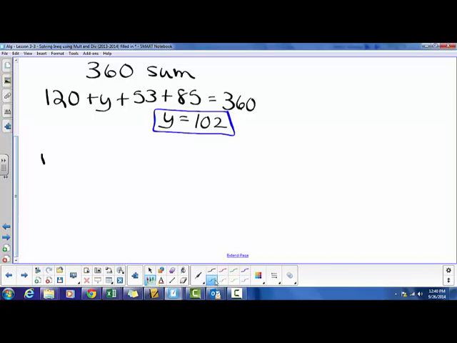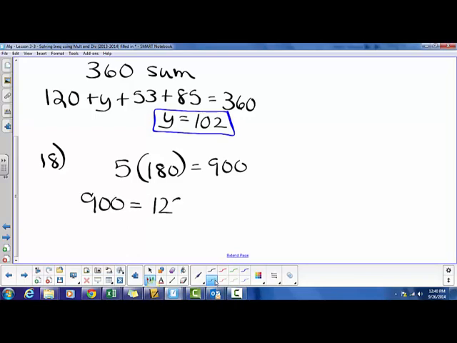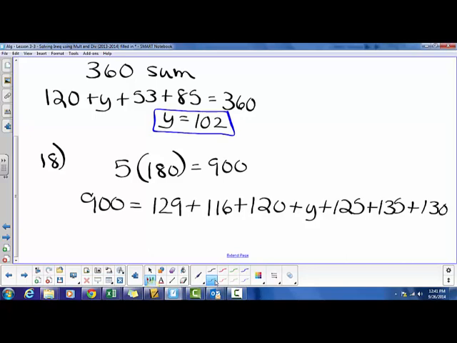Number 18, I have 5 sides, or sorry, I have 7 sides. So 7 minus 2 is 5. 5 times 180 equals 900. So the sum of the interior angles has to equal 900. So 900 equals 129 plus 116 plus 120 plus y plus 125 plus 135 plus 130. When I solve for y, I find out that the missing angle is 145 degrees.